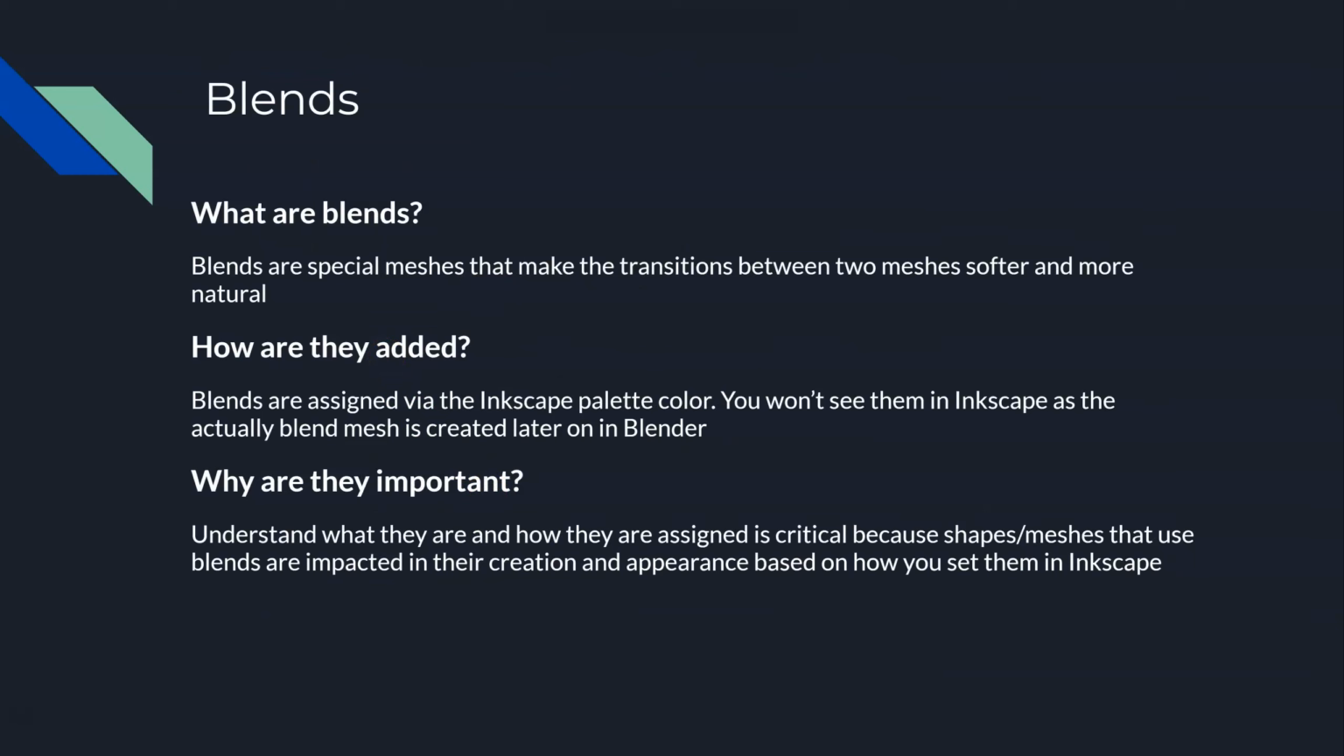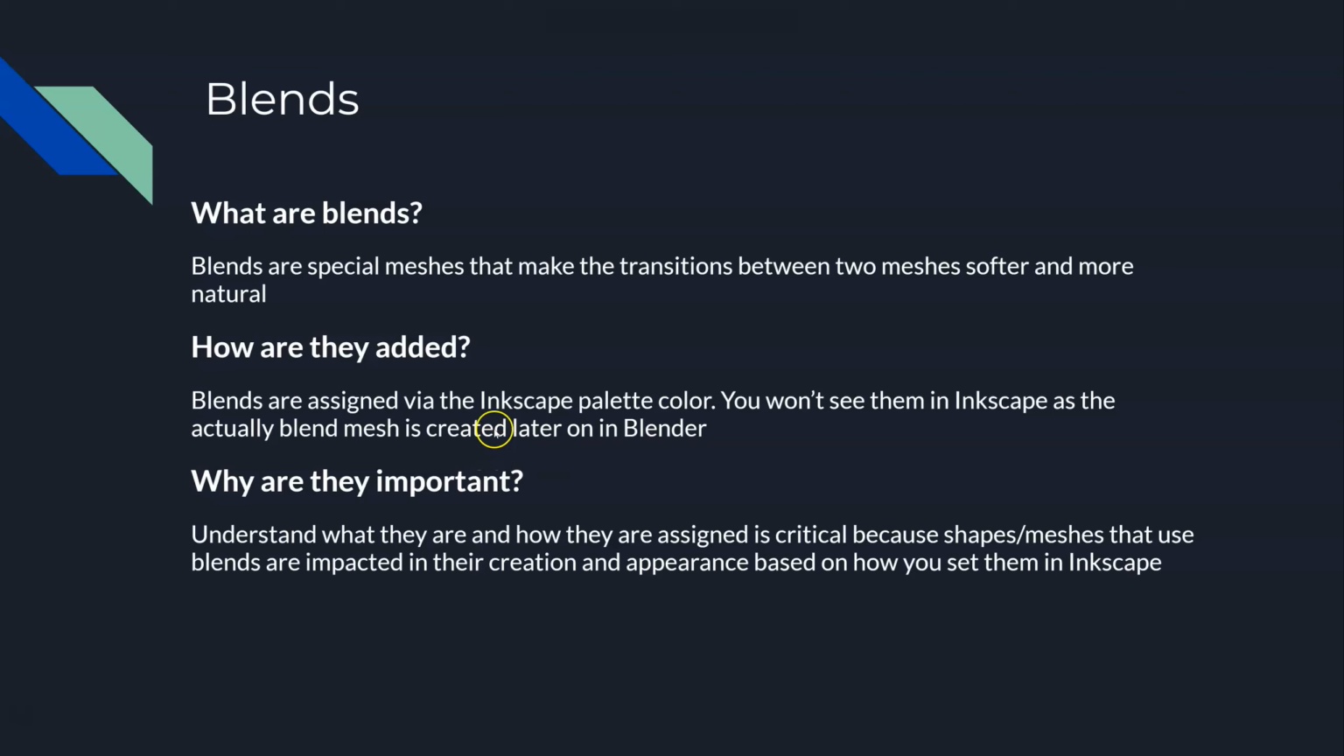And what are blends? So blends are special meshes, okay, that make the transition between two meshes softer and more natural, okay? So when you look outside, if you look out your window, a lot of times there's no hard lines in nature. Now you do have hard lines with man-made stuff like concrete and roads, but when you talk about grasses and when grasses transfer from one type to the next, they're more soft. They're not these hard lines.